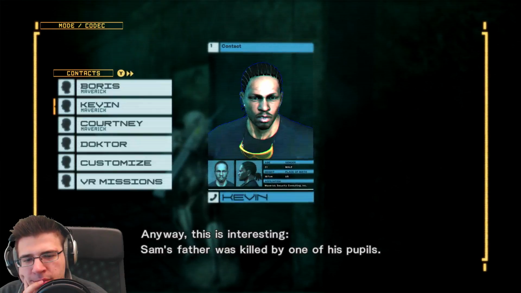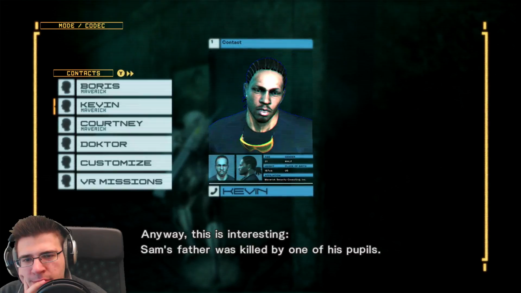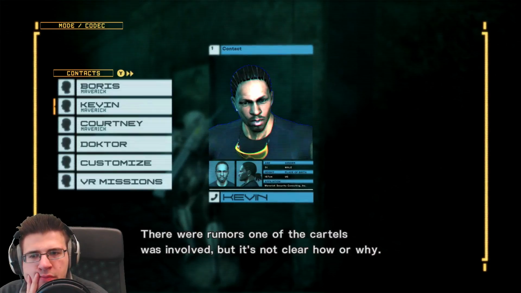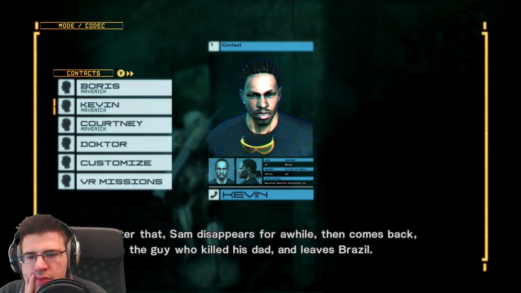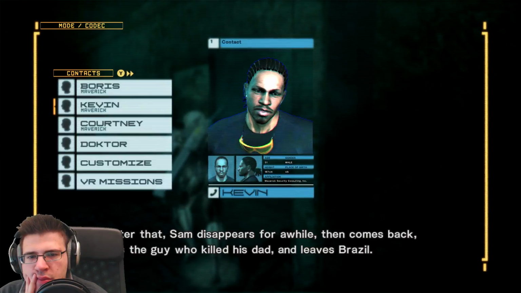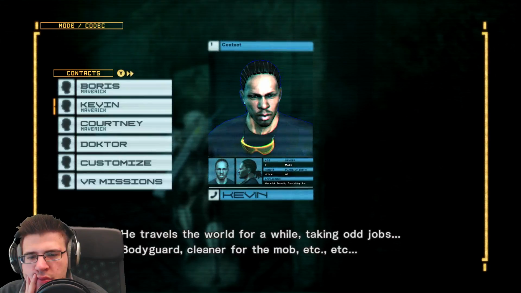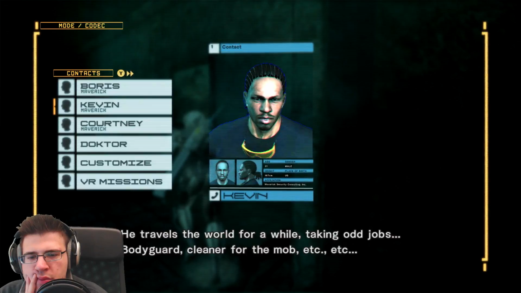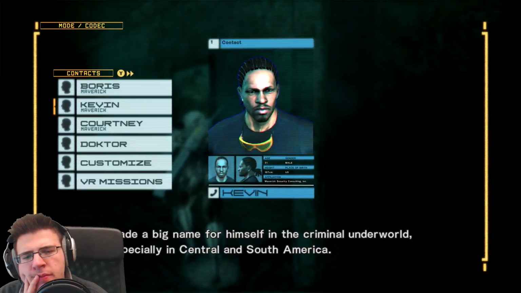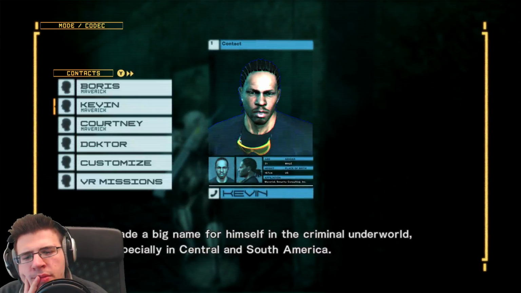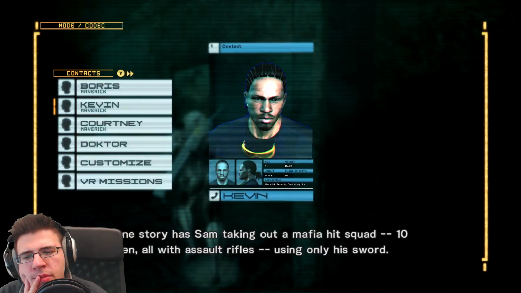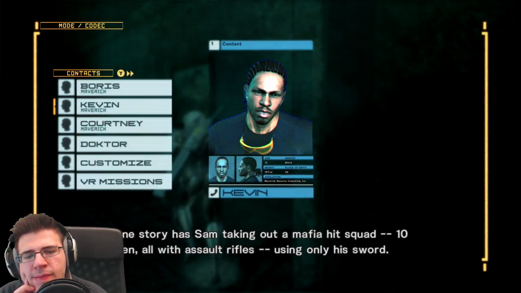Sam's father was killed by one of his pupils. There were rumors one of the cartels was involved, but it's not clear how or why. And after that, Sam disappears for a while, then comes back, kills the guy who killed his dad, and leaves Brazil. He travels the world for a while, taking odd jobs, bodyguard, cleaner for the mob, etc., etc. Made a big name for himself in the criminal underworld, especially in Central and South America. One story has Sam taking out a mafia hit squad, 10 men, all with assault rifles, using only his sword.